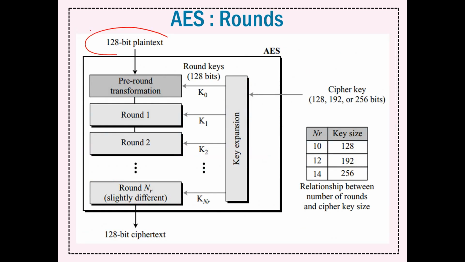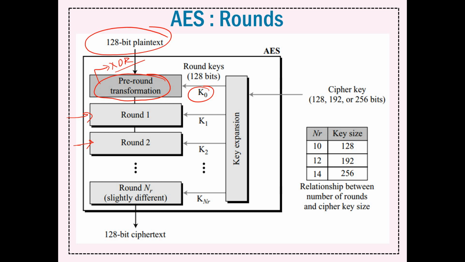So this is my plain text. Just remember, the same thing we did for DES as well. We had 64 bit. Now we have the rounds over here. But remember, in DES it was a Feistel round. Here it's a non-Feistel round. Along with all the rounds, you have something called pre-round transformation. Now this pre-round transformation is nothing but a XOR operation with the first key, K0.